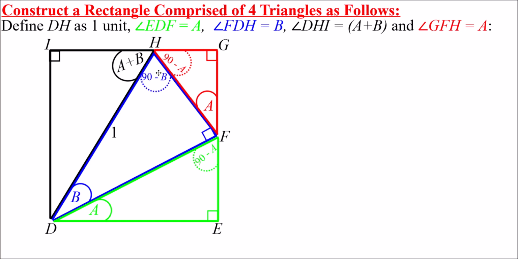Next, if you look at the blue triangle in the middle, it also works, and the blue triangle's angles also add to 180 degrees. 90 minus B plus B is 90, plus a right angle, that gives 180.